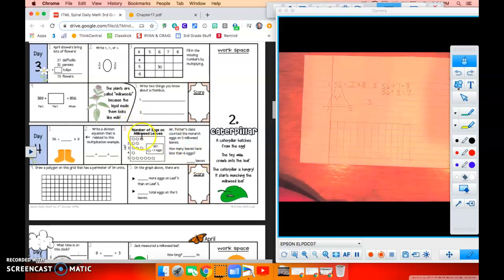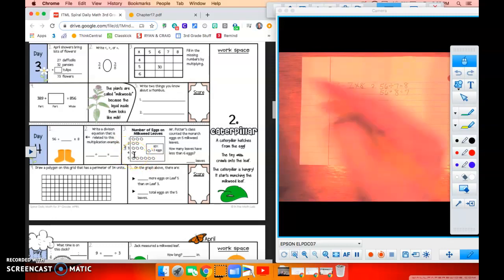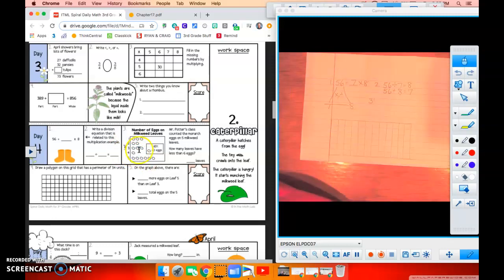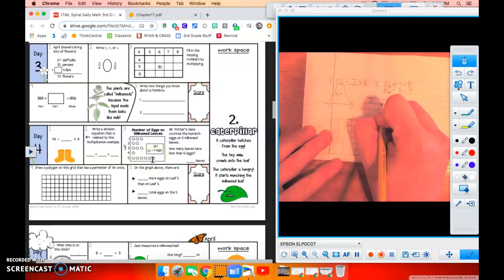So leaf 1 does not count. Leaf 2, there are only 2, 4. There are 4 eggs, so that does count. That's 1 leaf for us. I'm going to put a little tally mark there. Leaf 3 has 2, 4, 6. Again, that's not less than 6. Leaf 4, there's 1 oval, which means 2 eggs. There's another one. Leaf 5 has 2, 4, 6, 8, 10, 12. So how many leaves have less than 6 eggs? 2 leaves.